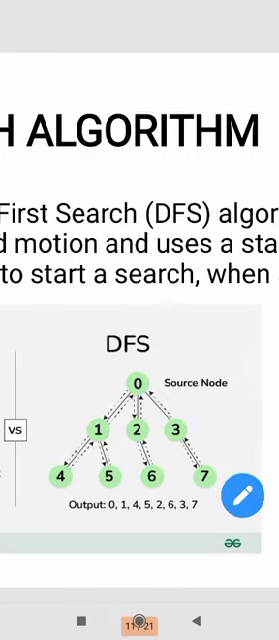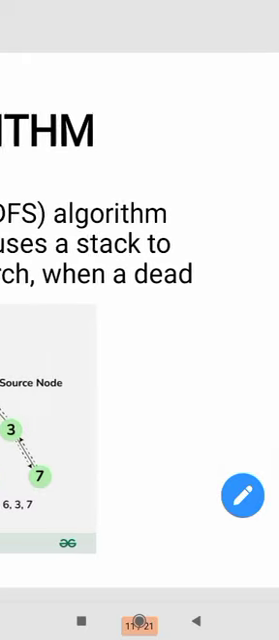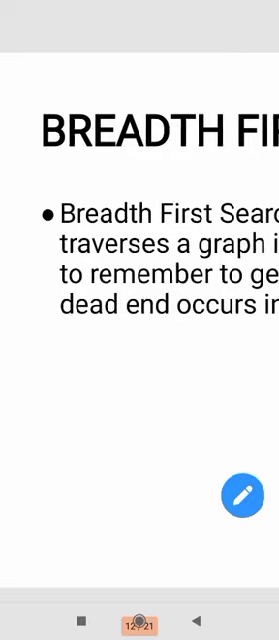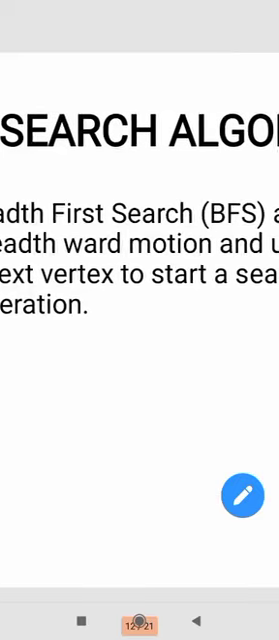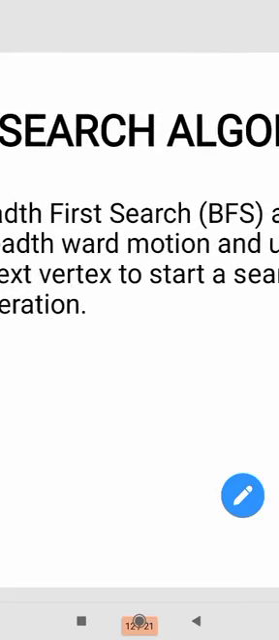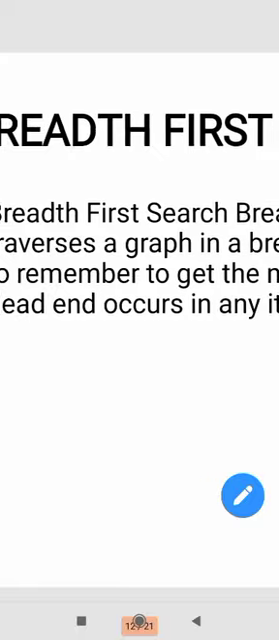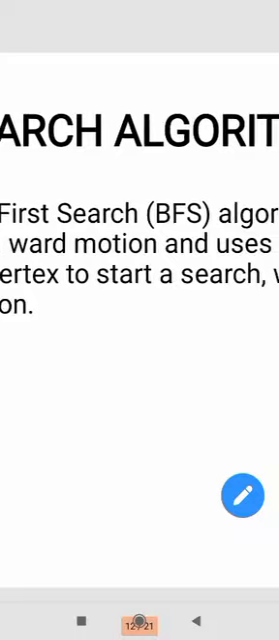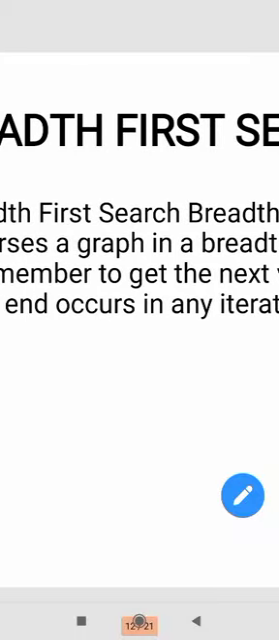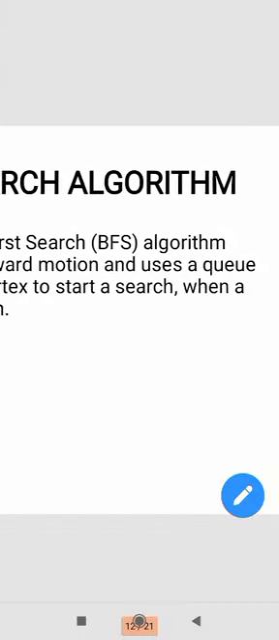Depth first search. The first node will be considered as the source node. The output will be 0, 1, 4, 5, 2, 6, 3, 7. Next one is breadth first search. It is BFS, a breadthward motion, and uses a queue to remember to get the next vertex to start a search when a dead end occurs in any iteration.